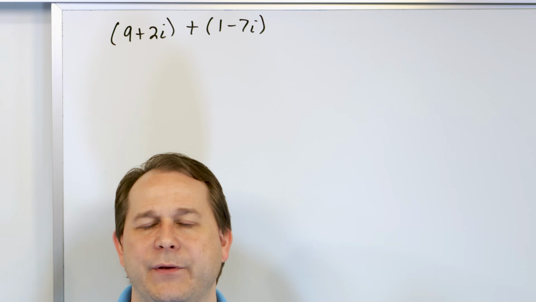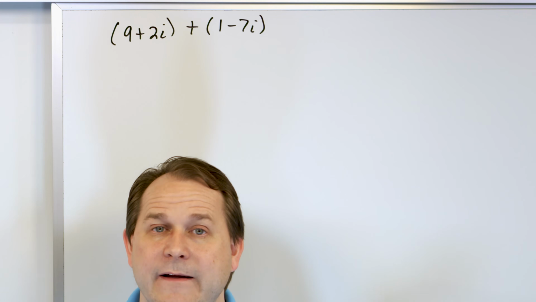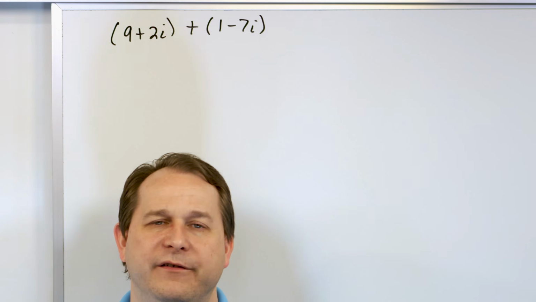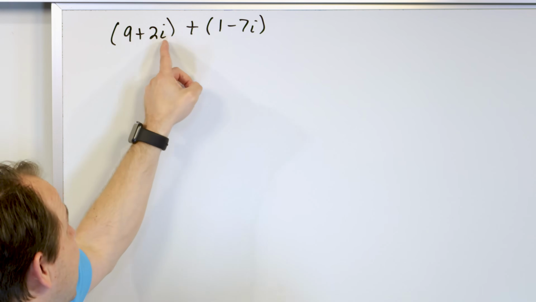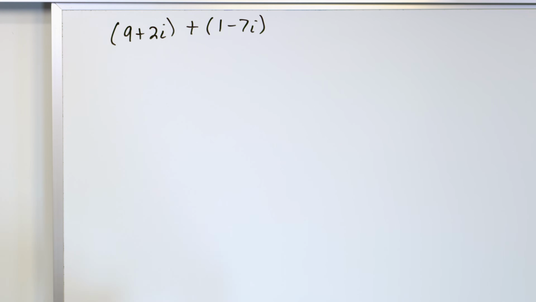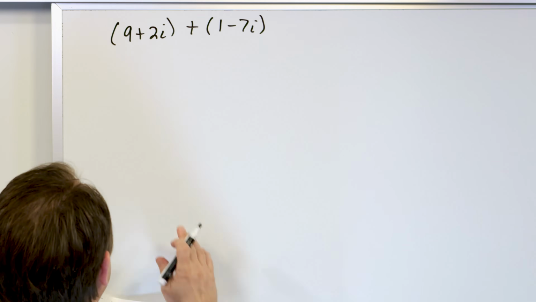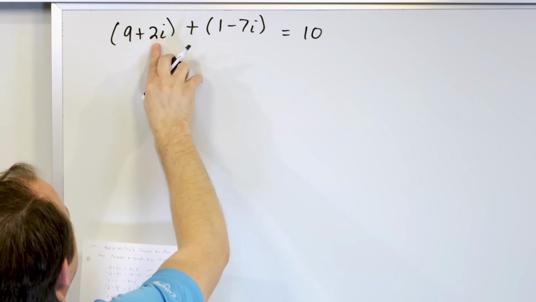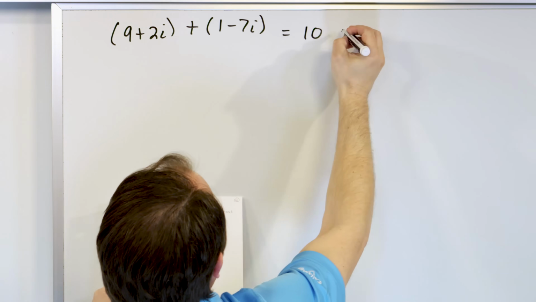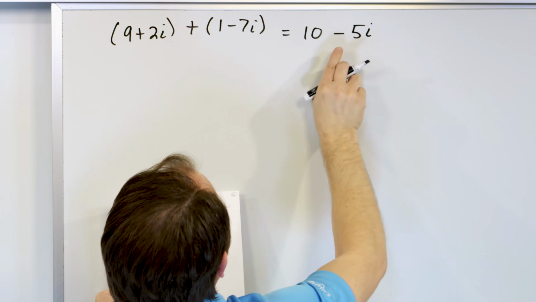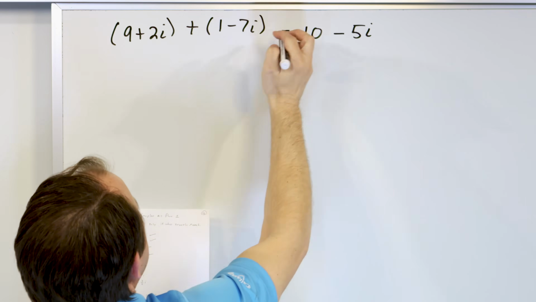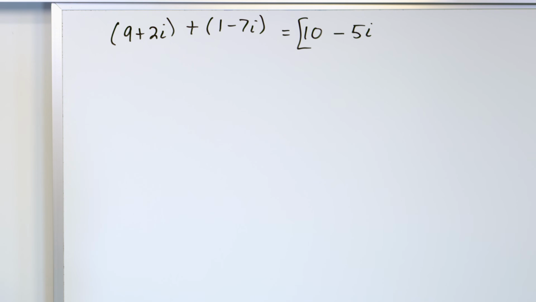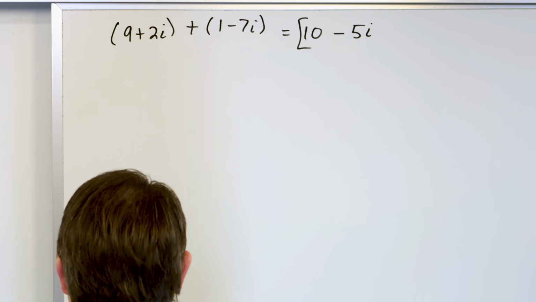The only way you can add those imaginary parts is if they both have an i. The only way you can add the numbers is if they're just pure numbers. You can't really add real parts directly to imaginary parts because they're not like terms when you think about it. So what we have here is we're going to add these real parts. 9 plus 1 is going to give me 10. And we add these imaginary parts. 2 minus 7 is going to give me negative 5. But it's not negative 5, it's negative 5i, because that's what I'm adding together. And this is actually the final answer. So adding complex numbers is really, really simple. You just add the imaginary parts, you add the real parts, and you're done.